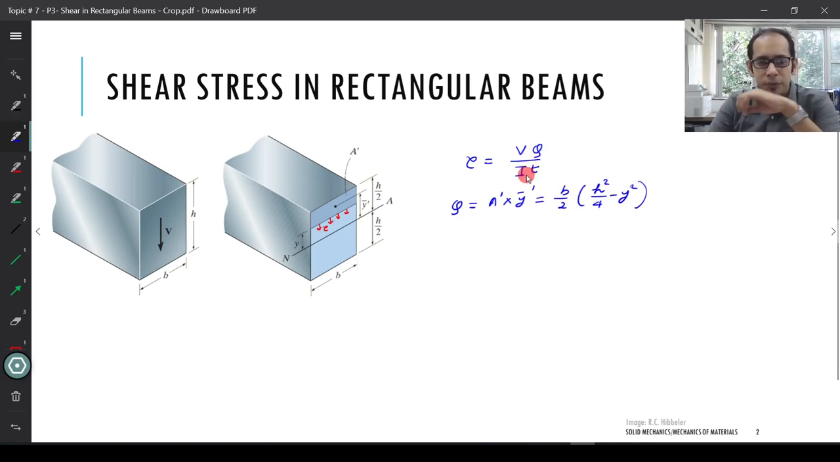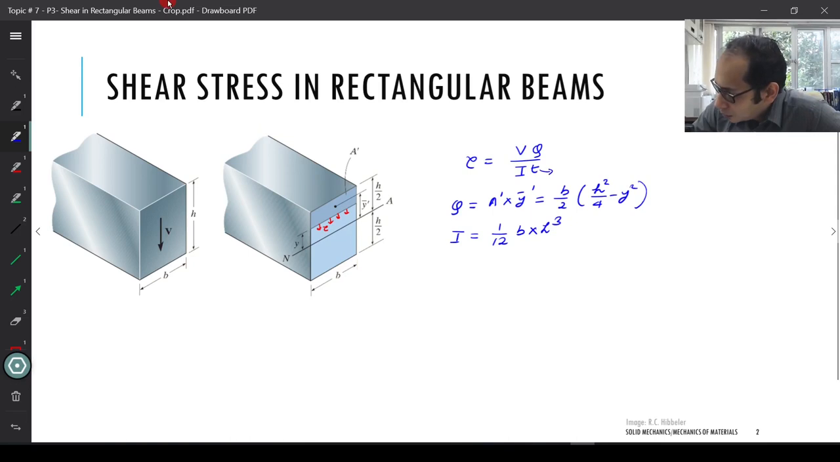Now I, remember, is for the entire section. For the rectangular section, it is very easy to write. Your I becomes equal to 1 by 12 b, which is the width, times the depth cubed, 1 by 12 b h cubed. And the last thing in this expression is this t. Remember, t is the width at which you are calculating this tau. Since it's a rectangular cross section, t is nothing but this b, so t is equal to b.